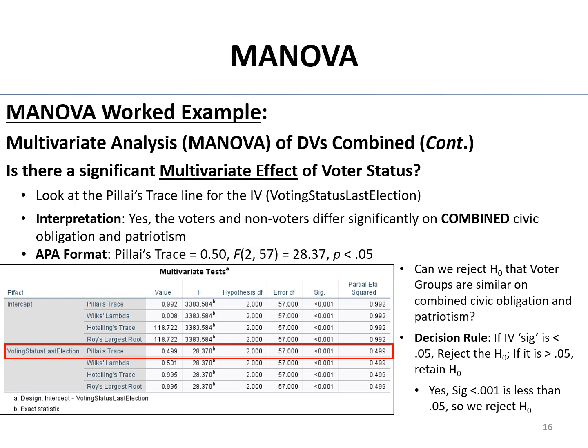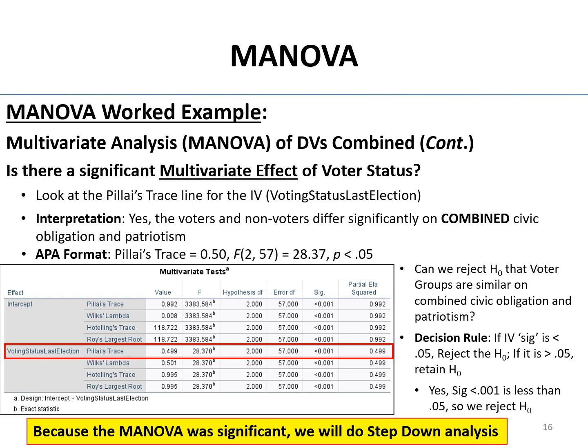There's our APA format, Pillai's trace is 0.50. That comes from that value column where it says 0.499. And that is equivalent of an F with 2 and 57 degrees of freedom. That's equal to 28.37, and p is less than 0.05.